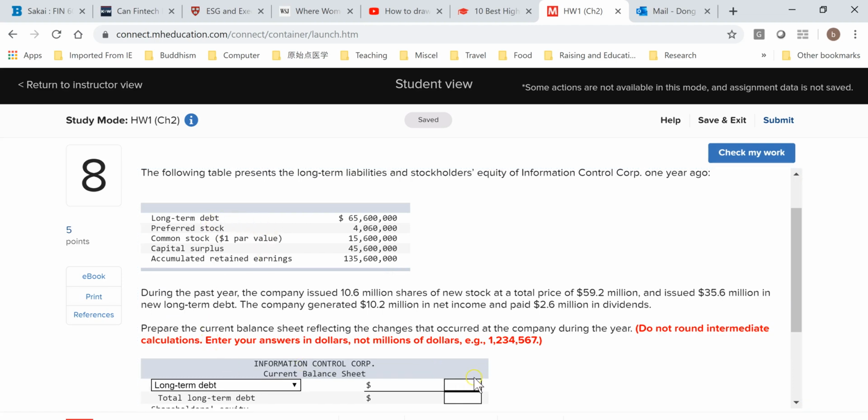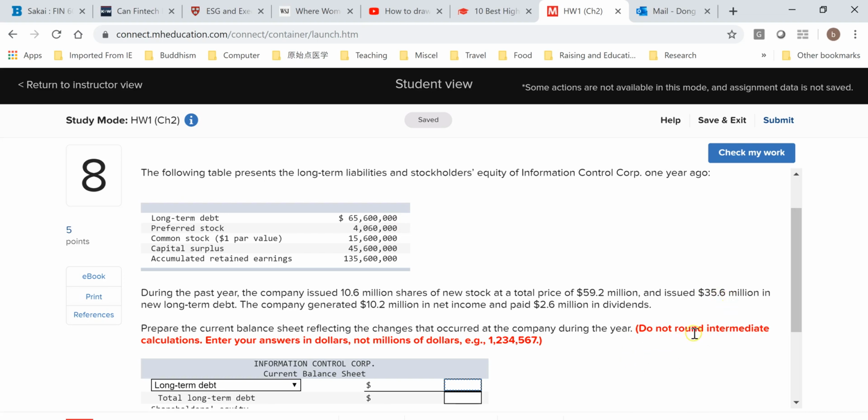So we start from the long-term debt. We have the information about the existing long-term debt, and the new level of the long-term debt is simply the existing long-term debt plus whatever the firm issued over the years. The firm issued $35.6 million in new long-term debt, so the current long-term debt will be the existing $65,600,000 plus this $35.6 million.